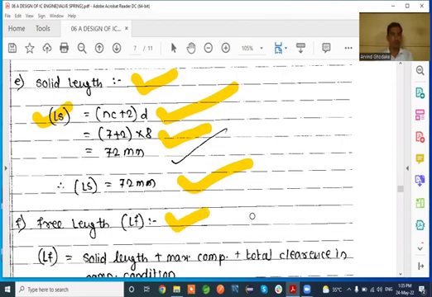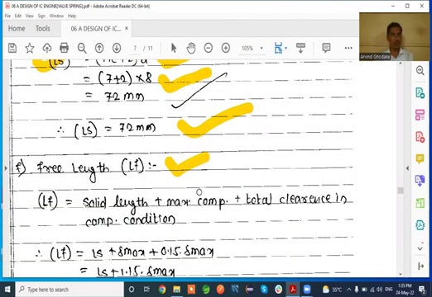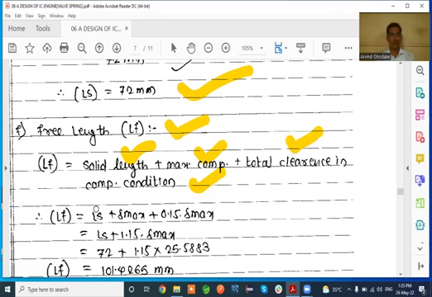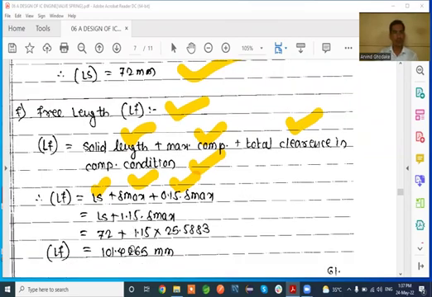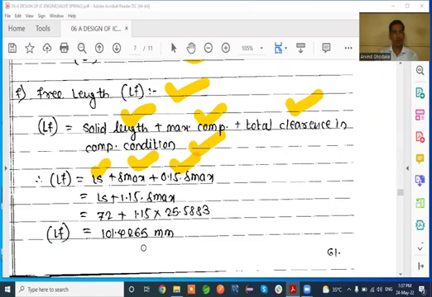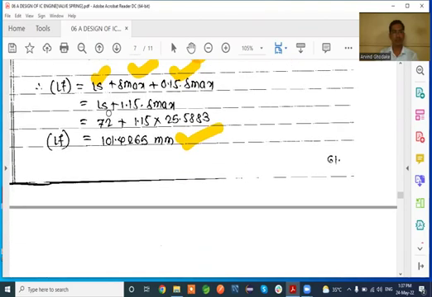Then free length for the spring LF is equal to solid length plus maximum compression plus total clearance in the compression condition. So that will be LF is equal to LS plus delta max plus clearance. So LF is equal to LS plus 1.15 into delta max. So that will be equal to 101.4265 is the LF, that is the free length for the spring.